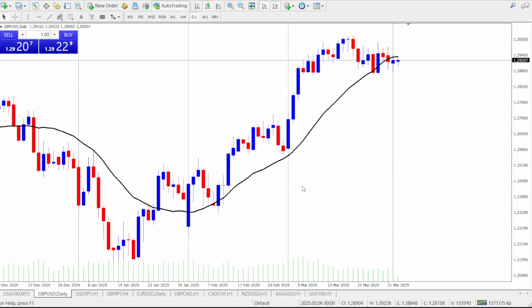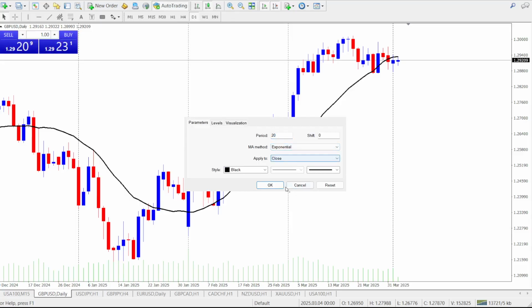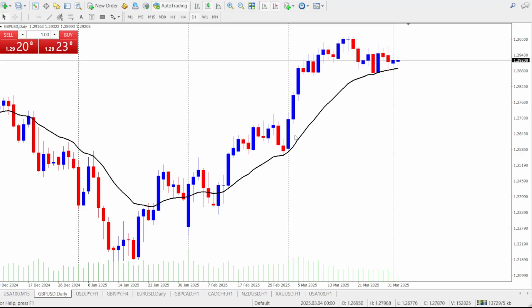Now, the exponential moving average is the second, most popular type of moving average that we have, and this gives more weight to recent prices, making it more responsive than the SMA. By using moving averages, traders can filter out market noise and spot trend directions more clearly.